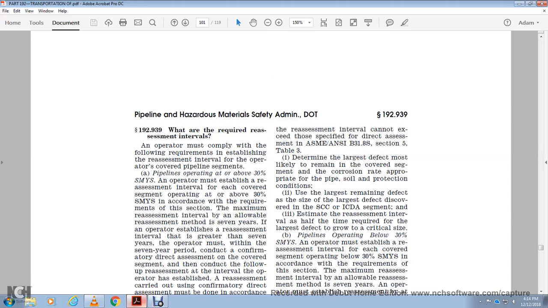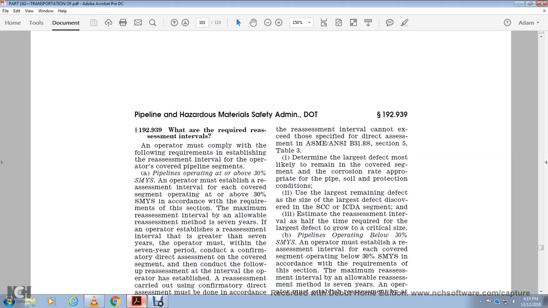What is required as a reasonable reassessment interval? The operator must comply with the following requirements for the reassessment interval. For a covered pipe segment operating above 30% of the specified minimum yield strength, the operator must establish the reassessment interval for each covered segment in accordance with the requirements within this section. The maximum reassessment interval with the allowable reassessment method is seven years.